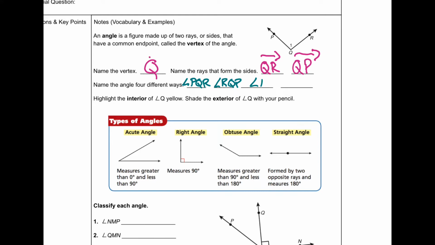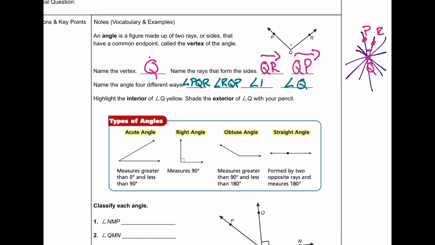And last but not least, and this is one that we have to be a little bit careful of, if there's only one angle at the vertex, we can just call it by the vertex and call it angle Q. The issue we run into is here, let me just draw a quick picture. If this is Q and I just said, hey, I'm talking about angle Q, there's so many different angles going on there that I have no idea which ones you're talking about. So in this case, you can't just say angle Q. You'd have to say angle PQR in order to describe this angle right here.